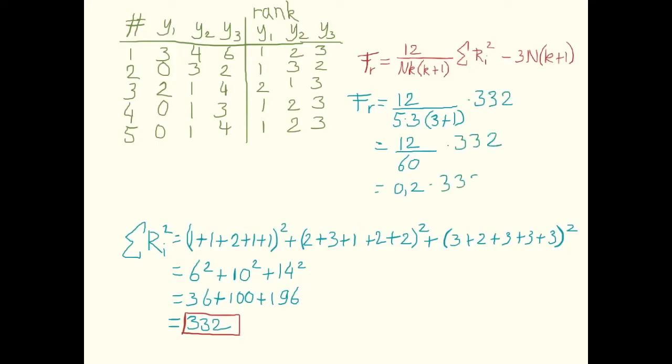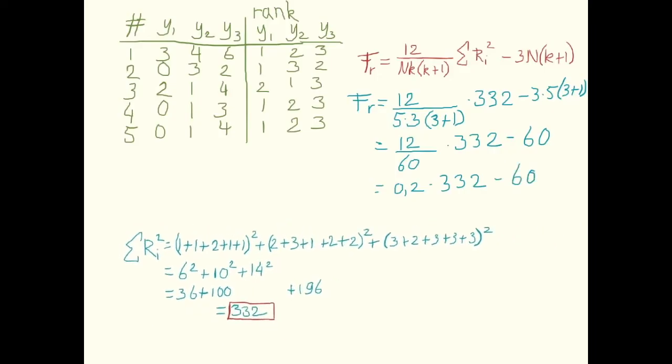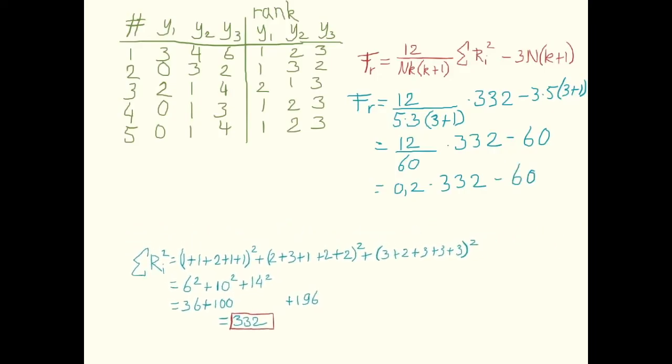The last part of the formula is 3N times K plus 1. N is 5, so that will be 3 times 5 times K plus 1. K is equal to 3 because there were 3 measurement moments, so that becomes 3 plus 1, which is 4. And then the last part of the formula is therefore 60. And therefore, FR equals 0.2 times 332 minus 60, which is 66.4 minus 60, equal to 6.4. And therefore the test statistic is equal to 6.4.